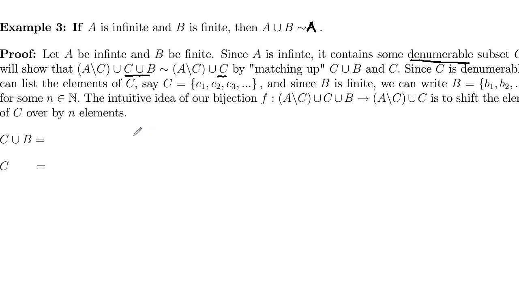First let's work on matching C union B with C. We're going to match this piece with this piece in one-to-one correspondence, and then these two pieces will match up with the identity function. So for C union B, we're going to list the elements out in that set. We're going to list the elements of B first, B1, B2, up to Bn, and then we're going to list the elements of C after that: C1, C2, C3, etc.